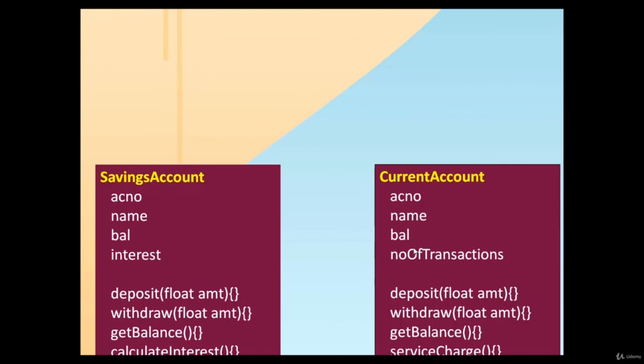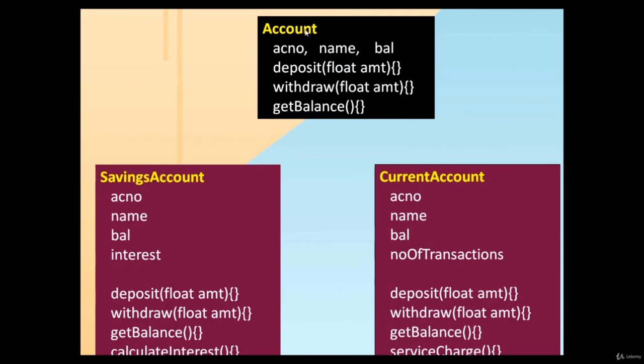So when you see these two classes, in both of them account number, name, balance, deposit, withdraw, get balance are common. What inheritance says is, don't write that again. You should not have redundant, duplicated code. So what is the best approach? Create a separate class called Account. In this class, we define the account number, name and balance, and the deposit, withdraw and get balance methods. Then you create the savings account and current account from the Account class. This is what we call inheritance.